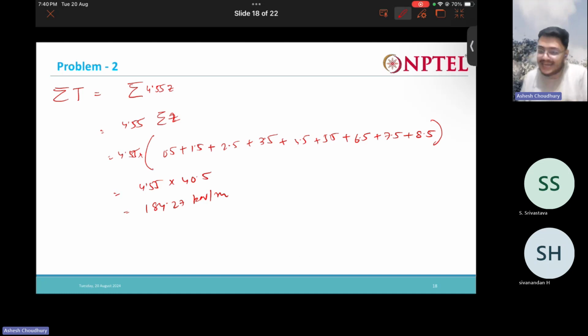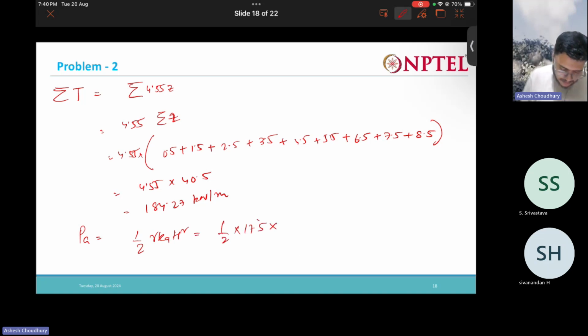Now what do we have to check? We have to check whether this load is equal to the load from the active thrust. So what is active thrust? Half sigma Ka H square. So half into 17.5 times 0.26 times 9 square. This will come out as 184.3 per meter.